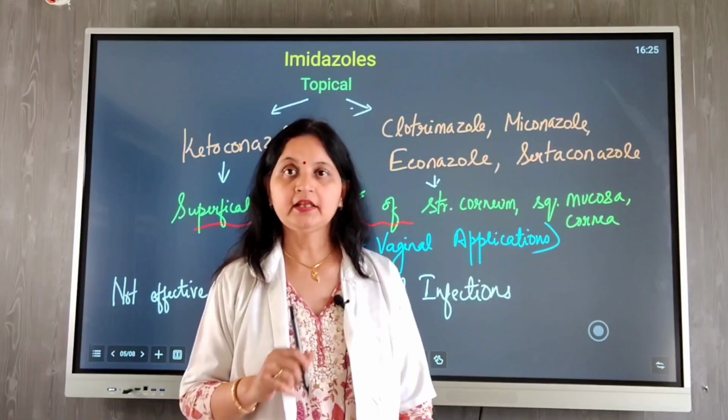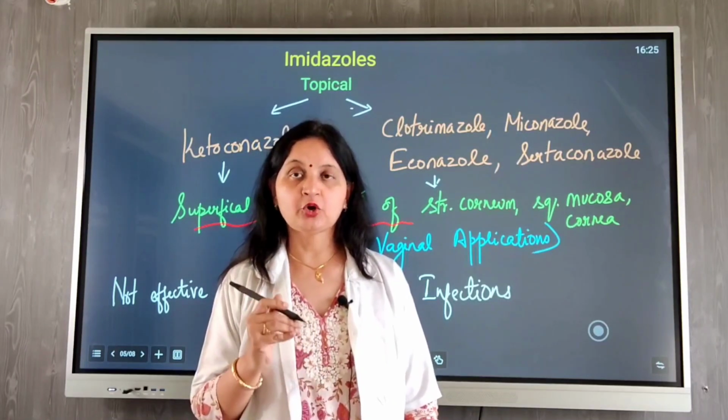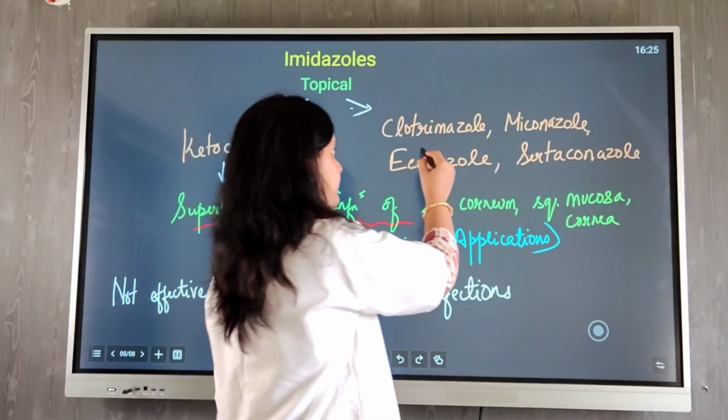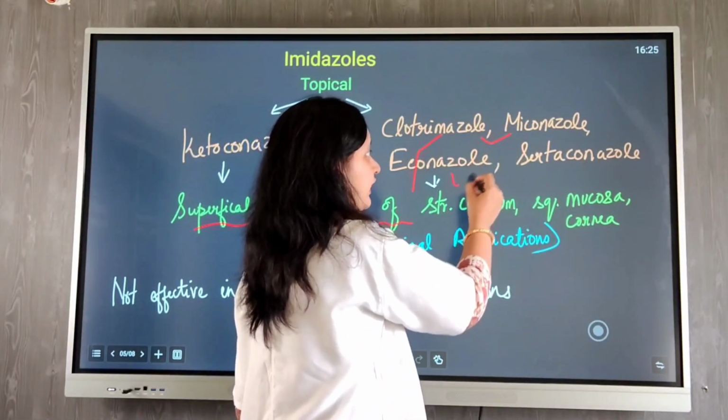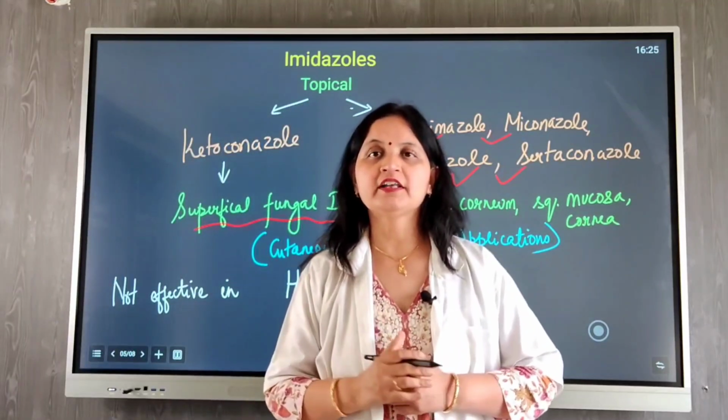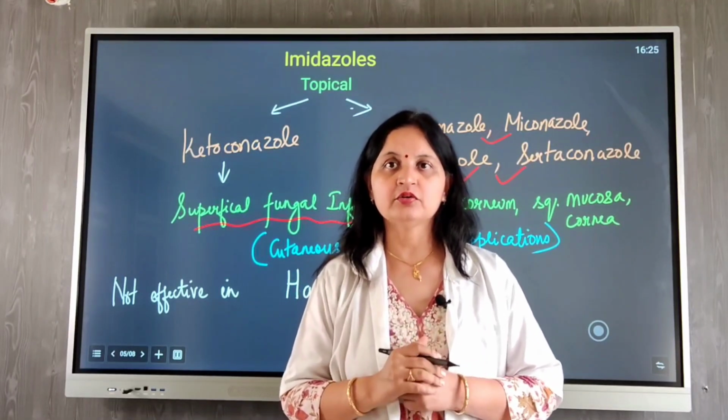Then there are other topical preparations that are grouped under the imidazole group, and these are clotrimazole, miconazole, itraconazole, terconazole. They are used for treating superficial fungal infections of the skin and mucosa.